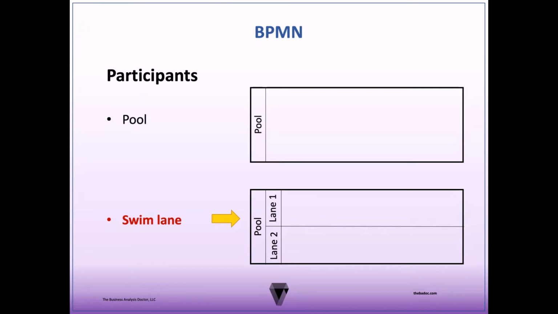There can be multiple swim lanes within one pool. Each pool should be labeled according to the entity it represents, and each swim lane should be labeled with the actor's role to create a boundary around the activities they perform.